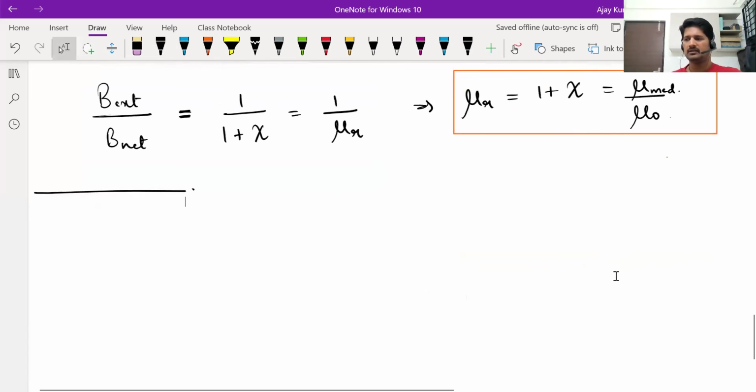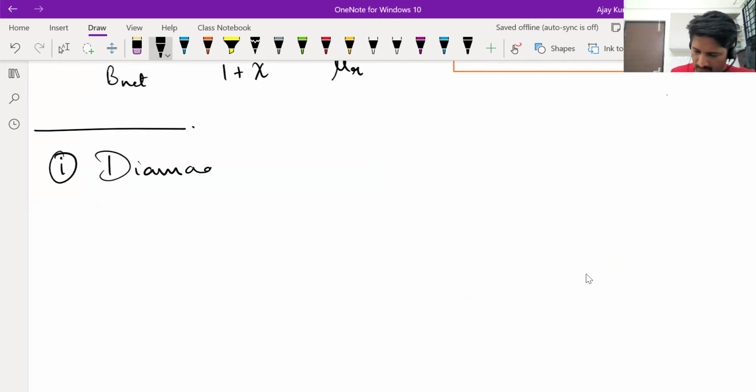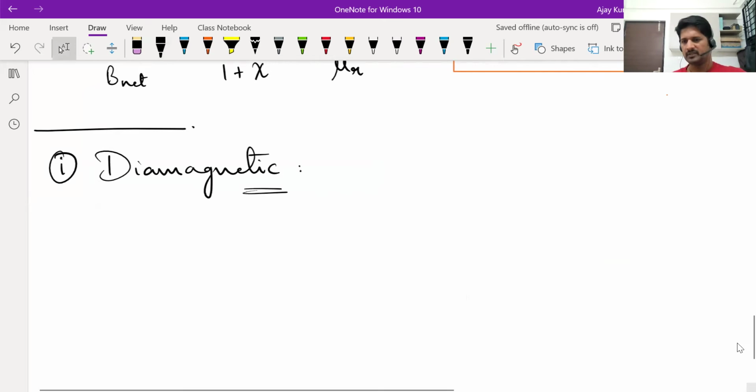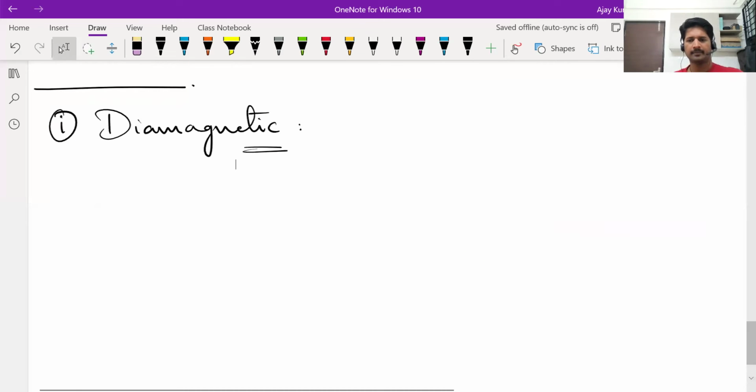Now let us discuss the types of magnetic materials. First, diamagnetic material, or we will basically discuss this property called diamagnetism. One of you was saying something about diamagnetic materials earlier. Can you repeat that? For a material to be diamagnetic, it needs to have no unpaired electrons. If there are no unpaired electrons, we call the material diamagnetic.